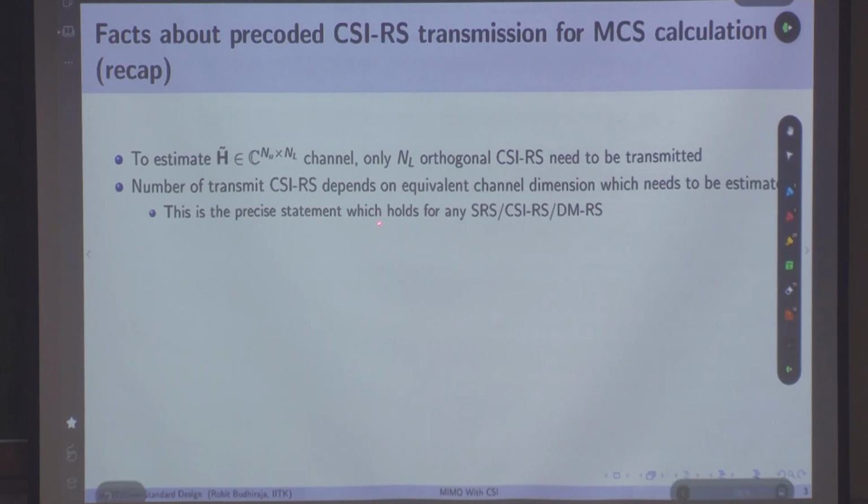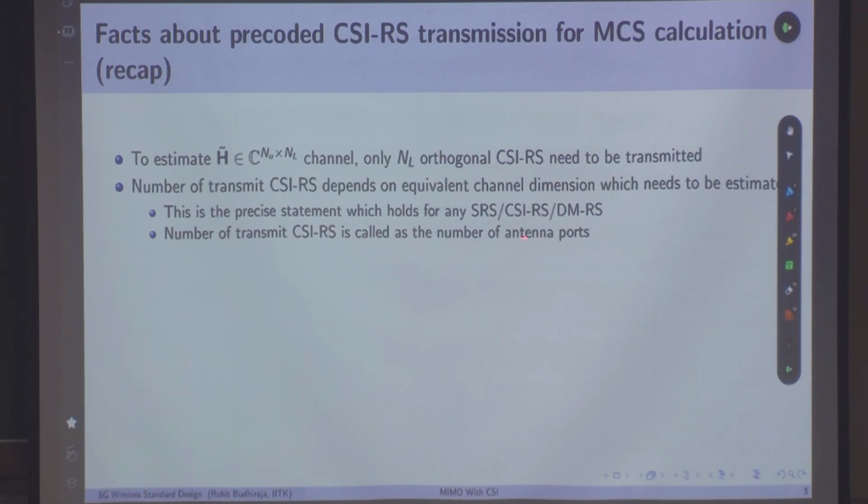So, this is a precise statement which holds for any SRS, CSI-RS or DMRS. If we are planning to estimate a channel whose dimension is NU cross NT, you will have to transmit NT orthogonal pilots. And we have been able to reduce it considerably with the precoder.